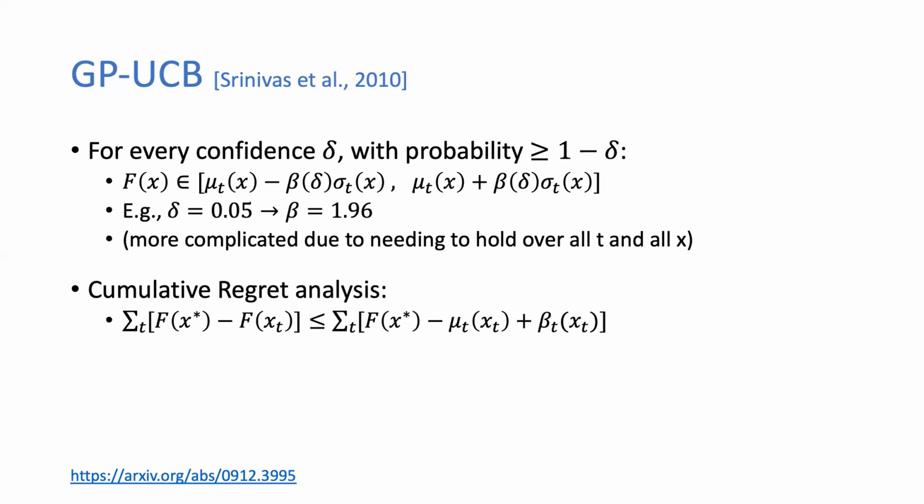We know that with high probability, f of xt, which we don't know the exact value of, is lower bounded by its lower bound with some confidence delta. So we're going to replace it with that and have this upper bound on the cumulative regret. I apologize, it should be a sigma there. It should be beta t sigma t of xt. I'll fix the slides after lecture.